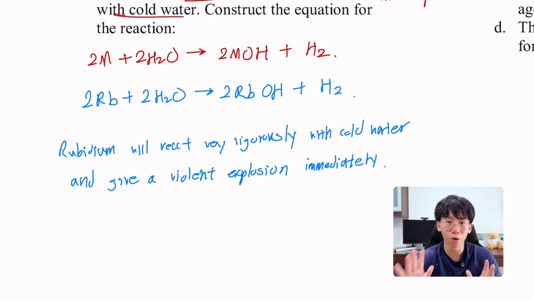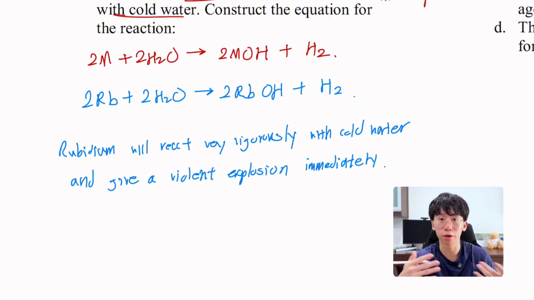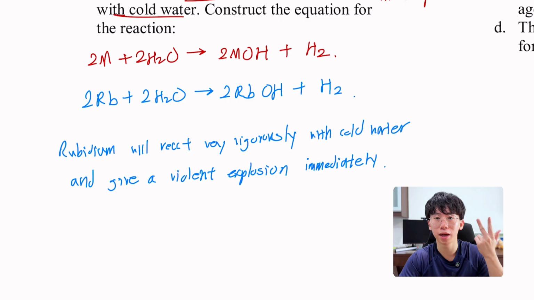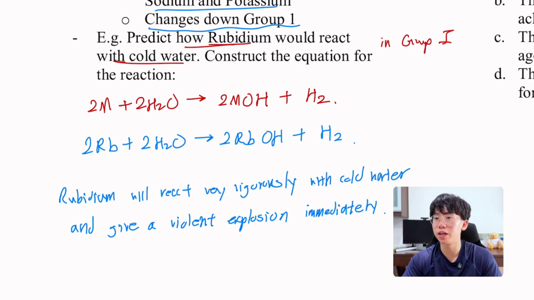We know this because remember, our changes in group 1 indicate that as you go down the group, the element would react more and more vigorously with either water, chlorine, or air. So this is how we would predict, in a question like this, what observation or what reaction would happen for an element in that particular group.